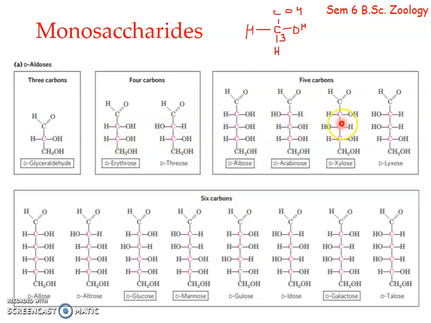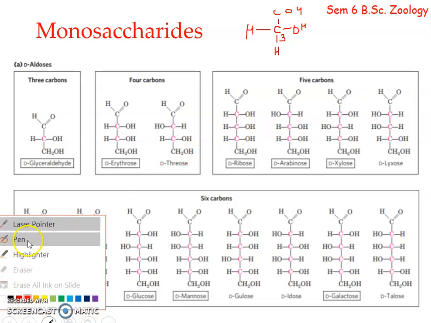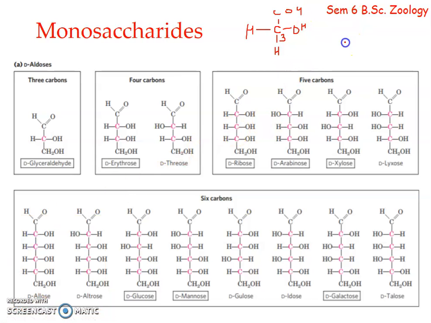So likewise, if we check all those pink colored carbons, they are all asymmetric carbons, or what we refer to as chiral carbons. I hope you know about chirality and chiral carbon. You may have learned it in your chemistry classes. Okay, this is chiral.